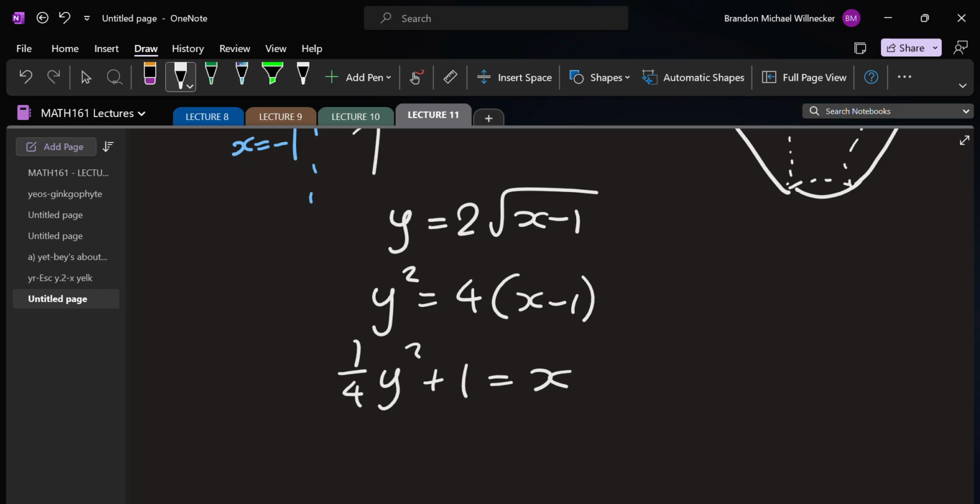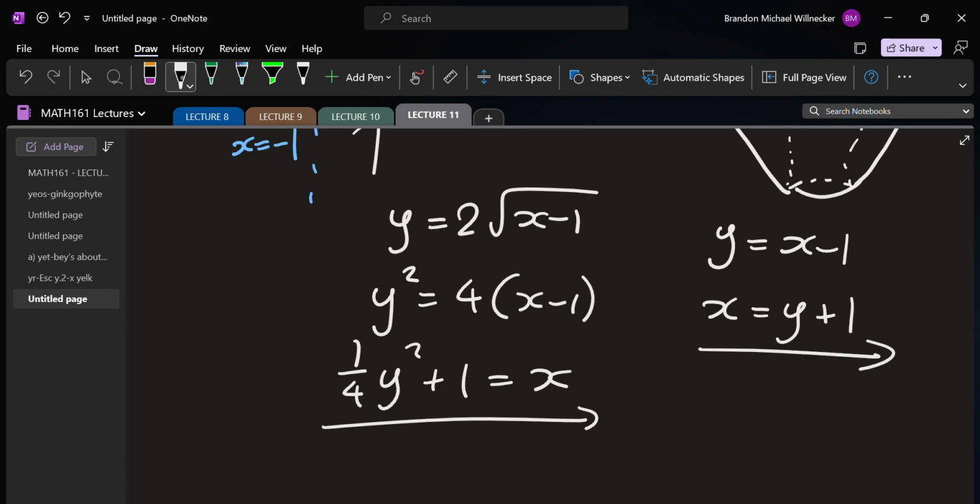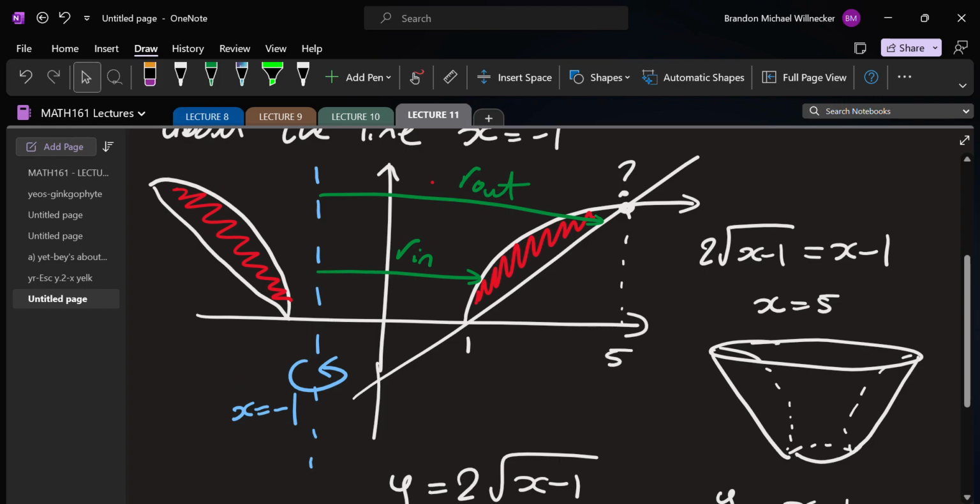So we're going to have y squared is 4 times x minus 1. So 1/4 y squared plus 1, that's x. So that's the horizontal distance for the root function. And for the other one, we have y equals x minus 1, so x equals y plus 1. So these are the two horizontal distances that we need to work with for r in and r out.